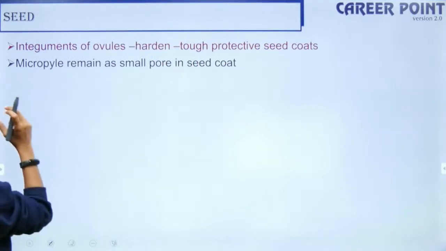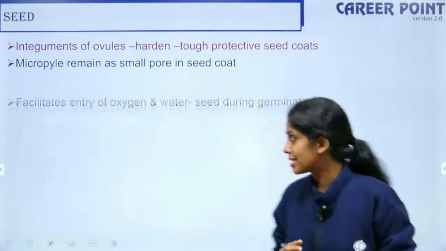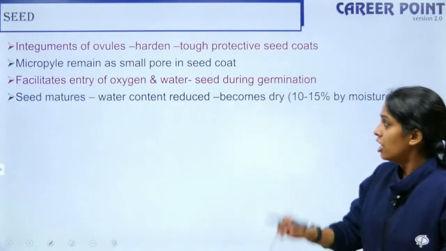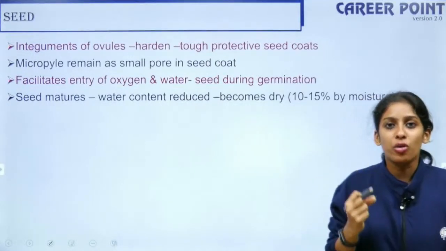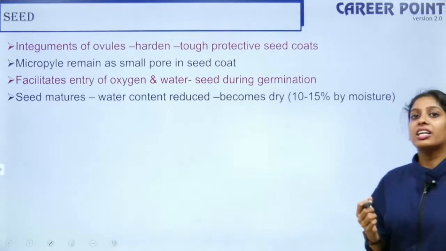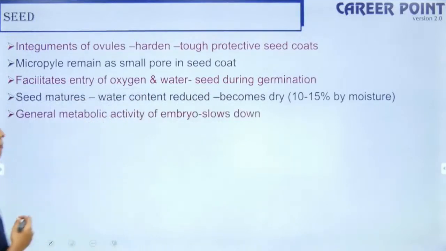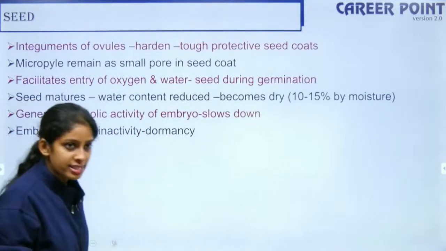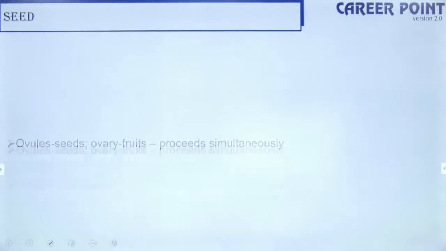So the micropyle remains as a small pore in the seed coat through which the seed exchanges gas. So it facilitates the entry of oxygen and water during seed germination. So as the seed matures, the water content in the seed reduces, okay, and its metabolic activity also slows down. If the conditions are unfavorable, the metabolic activity slows down and it enters into a state of dormancy. Once the conditions are favorable, it once again germinates.